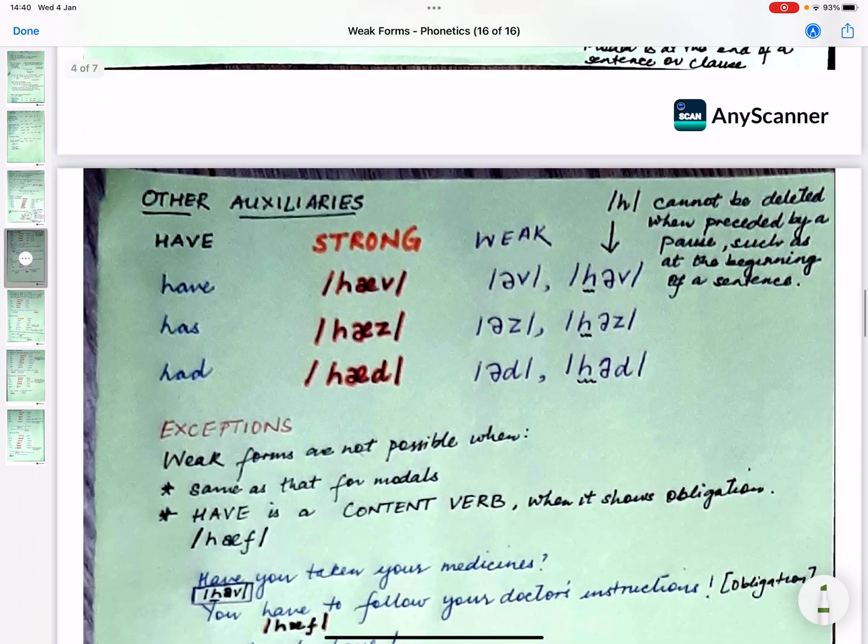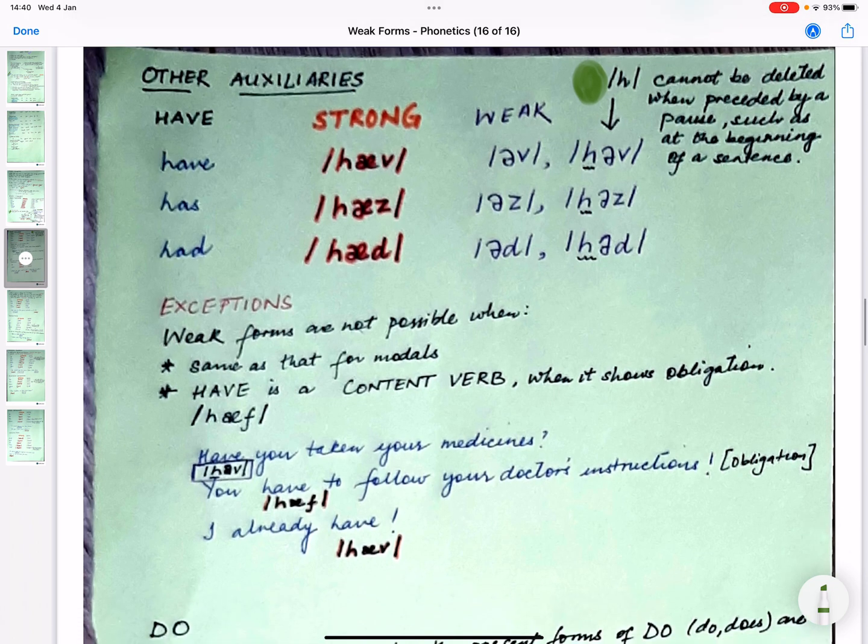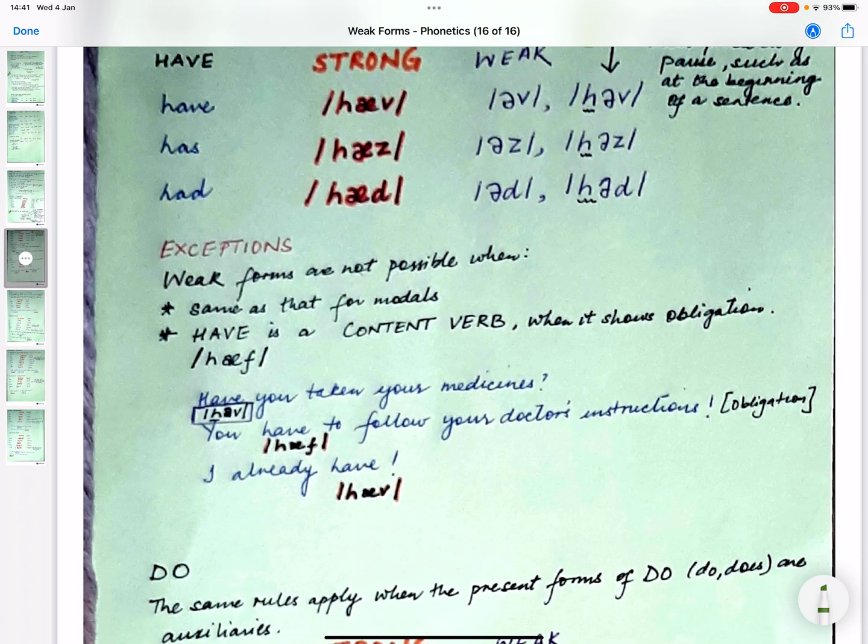There are other auxiliaries like have, has, and had. You can see the strong forms and the weak forms. There is a little note about the H here in the weak forms. Remember that the H cannot be deleted when preceded by a pause, such as the beginning of a sentence. So if you have, has, or had at the beginning of a sentence, you will see that the H cannot be deleted there. So weak forms are not possible when the same rules apply as for modals.